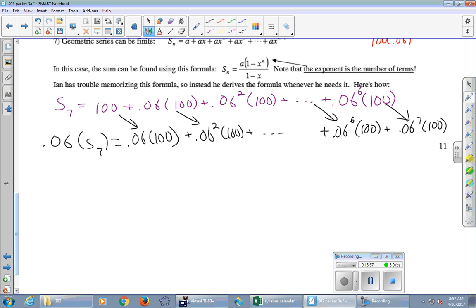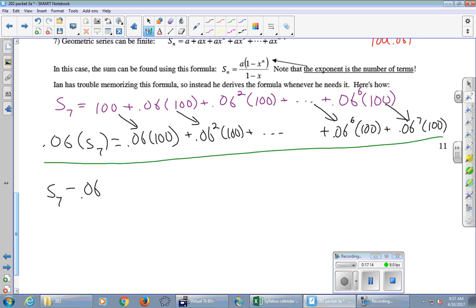Okay, and then we are going to subtract these two equations. Let's do top one minus bottom one. The goal is to try to figure out what S sub 7 is without typing all that purple stuff in. So when we subtract, the left-hand side is just bookkeeping. You just write it: S sub 7 minus 0.06 S sub 7. Nothing to do there. On the right-hand side is where the magic happens.